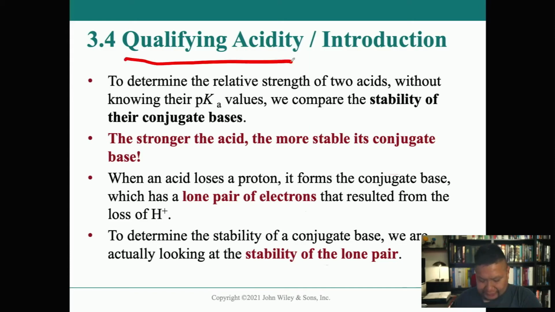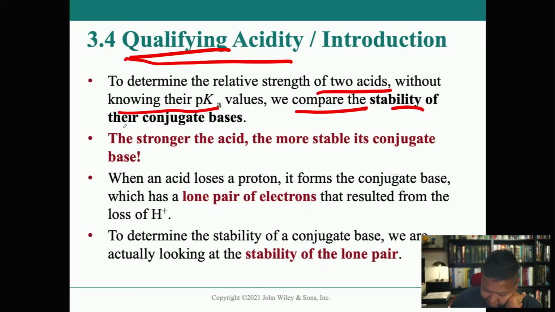So let's qualify acids now. Before we were using pKa values as a quantitative way of analyzing how strong or how weak an acid was. Well, now we can do it with qualitative methods, not quantitative methods. To determine the relative strength of two acids without knowing their pKa's, we compare the stabilities of their conjugate bases, which makes sense because the more stable a conjugate base is, the more likely that conjugate base wants to remain the way it is and not take back that proton.